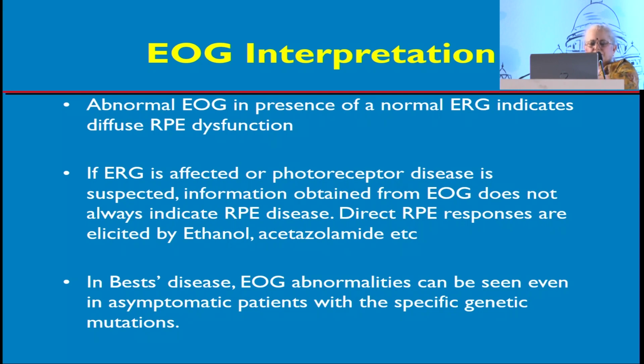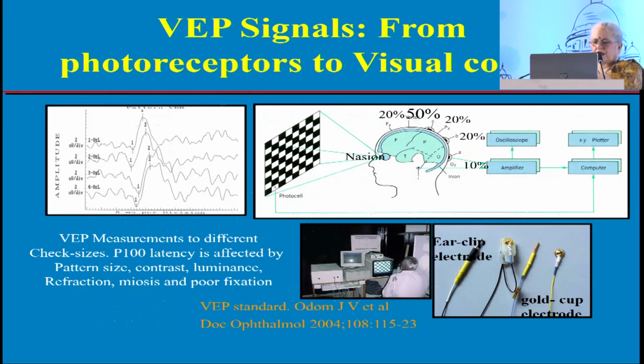But if the photoreceptors are affected, since it's the photoreceptors which generate the signals, then we cannot study the RPE function. In those cases, we need to study the RPE function by chemical changes, like using a bottle of beer, or using acetazolamide, or using mannitol. Then we can see the change in the potential of the RPE.